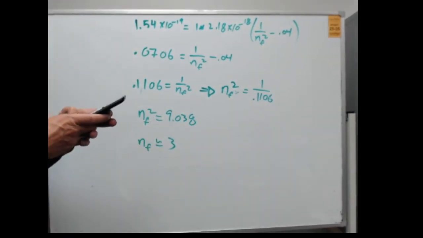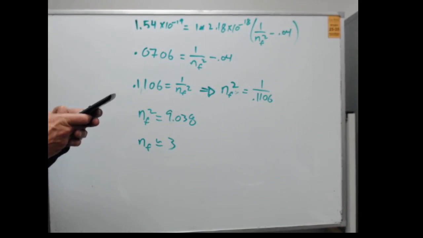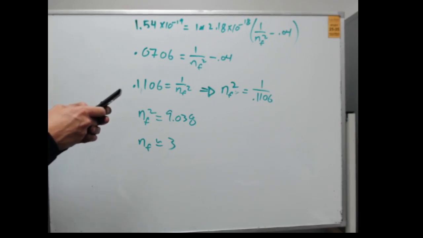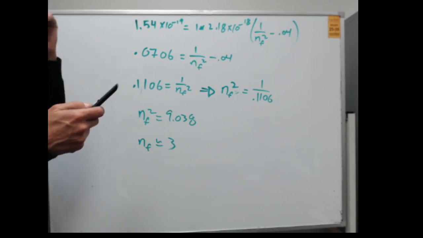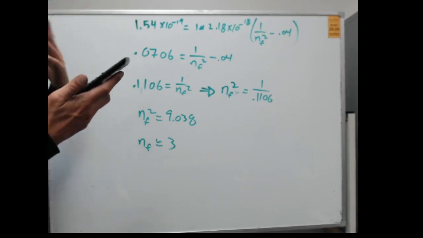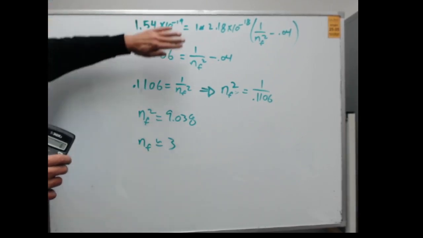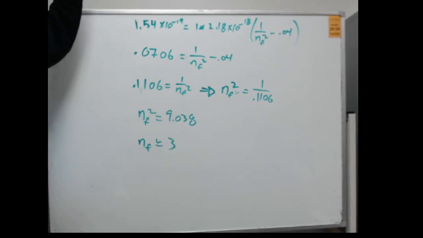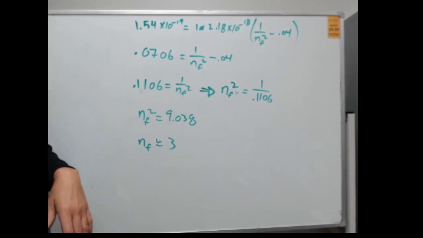I can do 1 divided by 9 minus 0.04, times 2.18 times 10 to the minus 18. Oh, I did something wrong. 9 inverse minus 0.04. Oh yeah, I did something wrong. Okay. Times 2.18 times 10 to the minus 18. I get 1.55 times 10 to the minus 19. So I can do it backwards. I can plug in 3 and see if I get my original energy back. And I do. Okay. So probably did it right. Perfect.